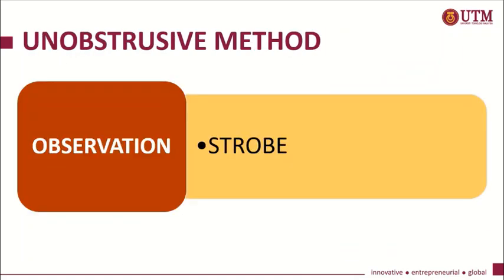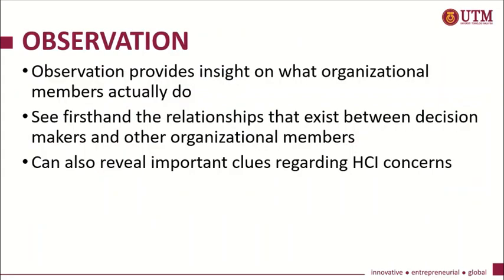Let's look at the last unobtrusive method, which is observation. One main thing that you need to know about the observation is STROBE. Observation provides insight on what organizational members actually do by seeing actual relationship between decision makers and other organizational members. Besides, it also can be used to reveal important clues regarding human-computer interaction concerns.